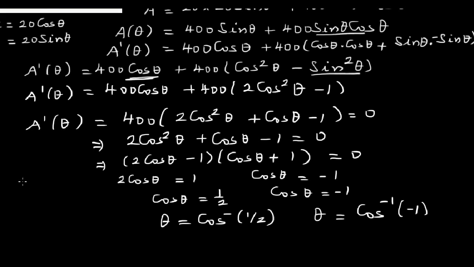If you just know the cos curve, the cos is like this. At pi, cos is negative 1. Am I right? So this is 90. Here you can use a calculator, you don't need to. This would be pi by 3, cos pi by 3. Cos 60 is half, pi by 3.